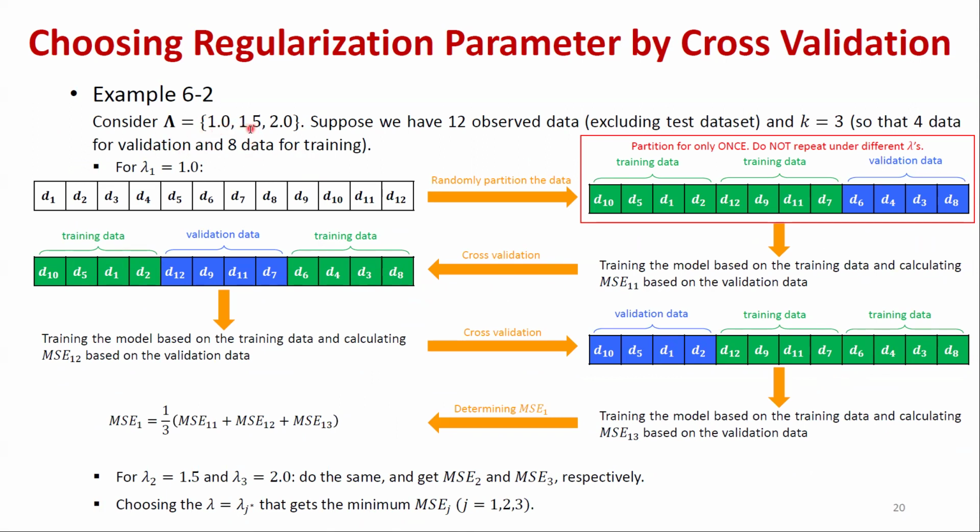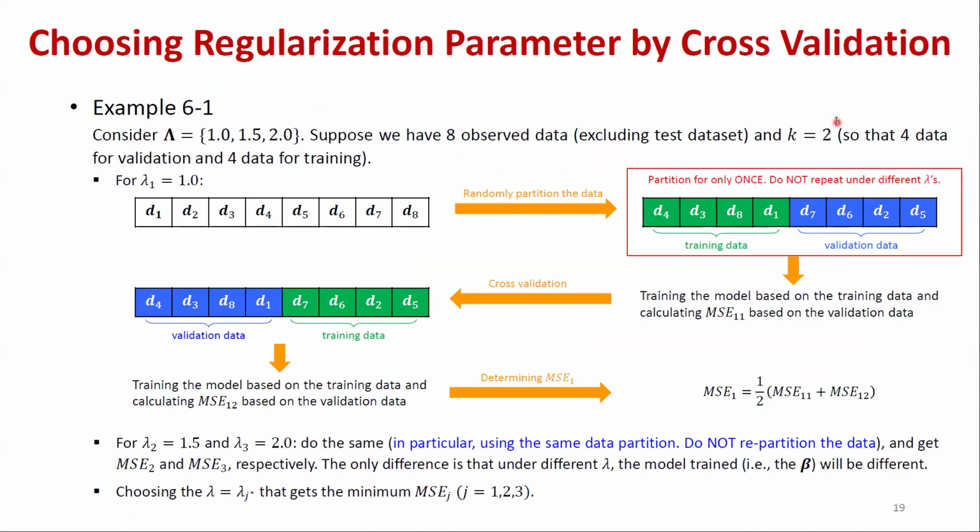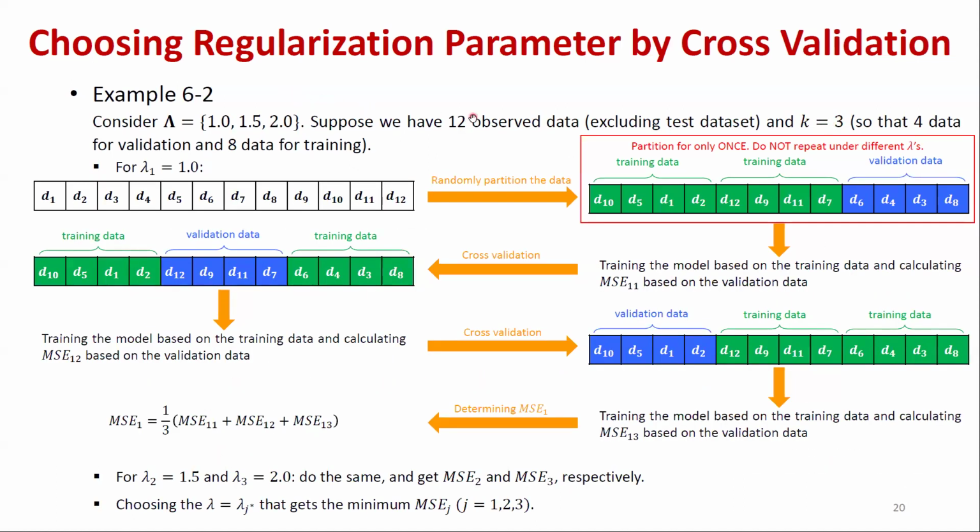Okay, so let me show you a bigger example. Suppose here again I'm interested in lambda 1 equal to 1, lambda 2 equal to 1.5, lambda 3 equal to 2. And then I have 12 observed data, D1 to D12. When I say observed data, that means I'm going to use these for training and for validation. Now suppose my K equal to 3. So 12 divided by 3 equals 4.